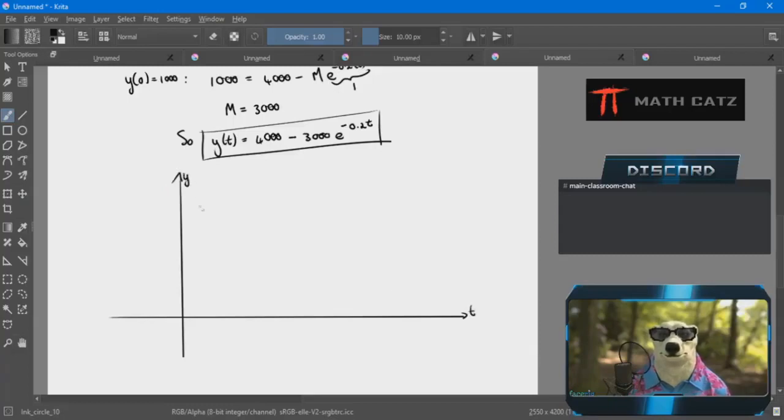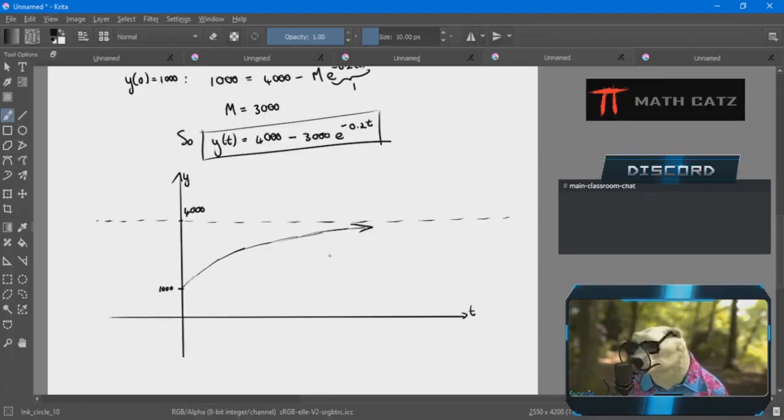Time, of course. I'm going to have a horizontal asymptote at 4,000. And I'm going to start at 1,000, my initial amount, initial population. Oh, come on, not straight. Have it nice and bendy at least. And it's going to taper off as I'm getting closer and closer to that capacity, but it's still a section of the exponential graph, the exponential function.